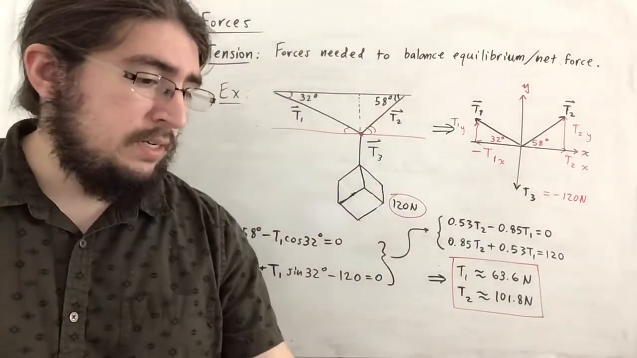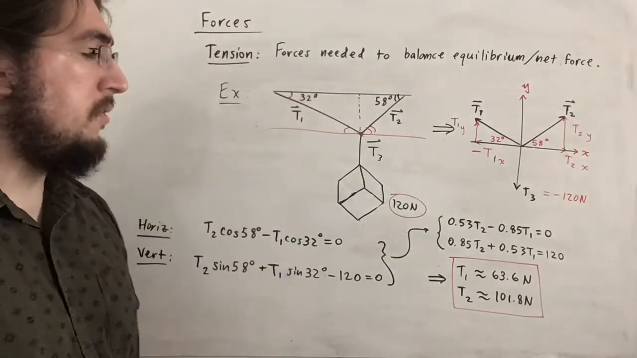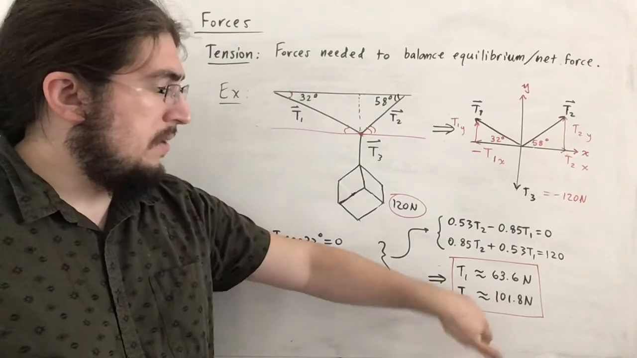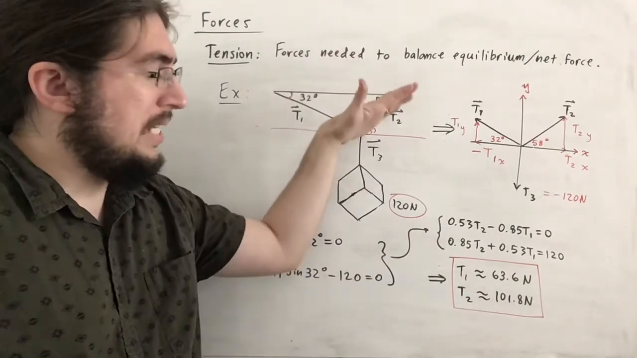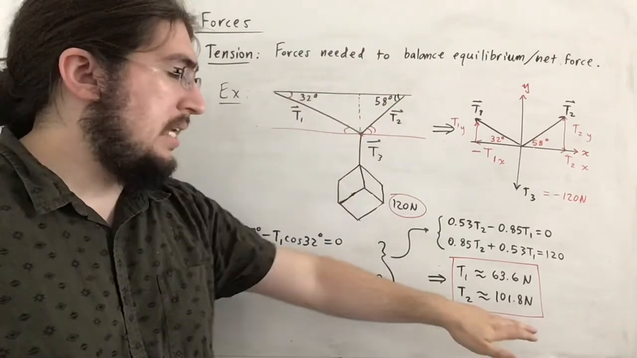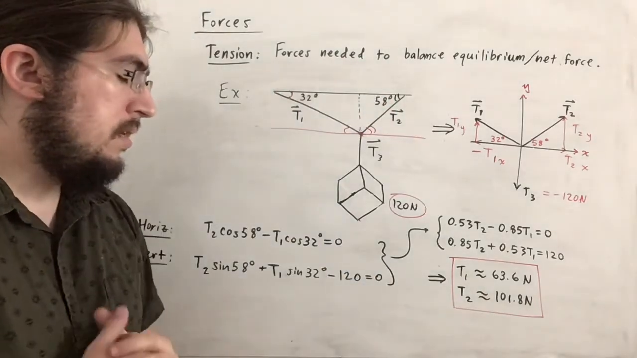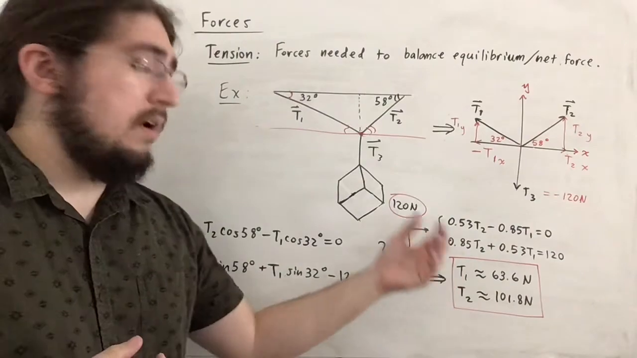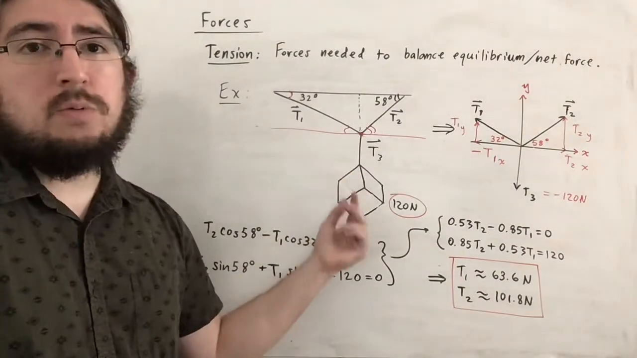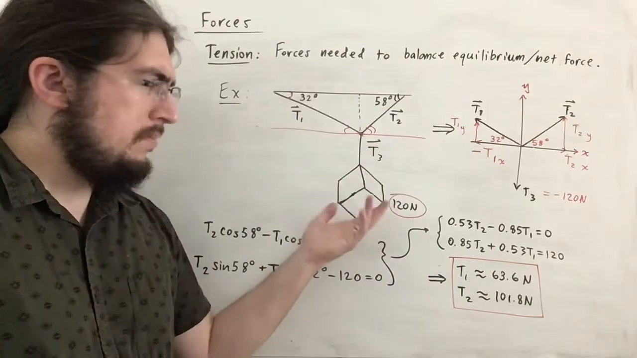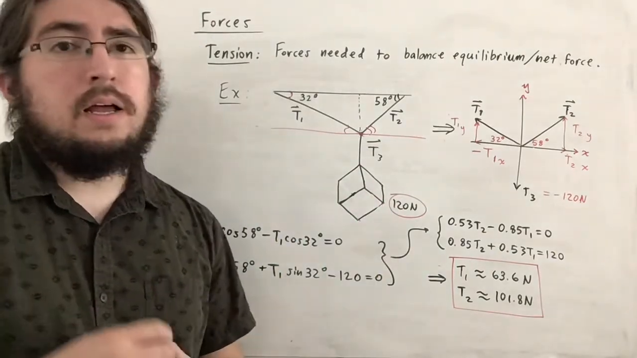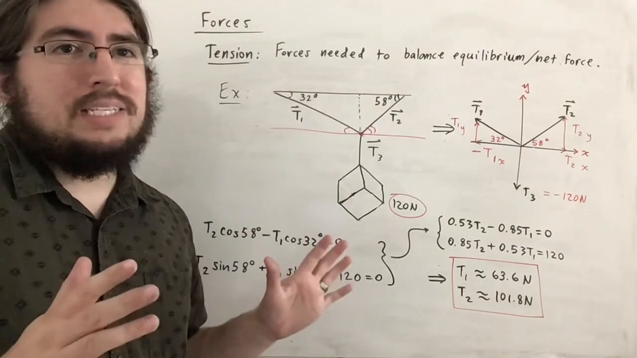The tension on the first rope here, at the angle of 32 degrees, is about 63.6 newtons. And the second tension here, for the rope with the angle of 58 degrees, has a tension force of 101.8 newtons. And the third tension was already given, that's just the weight of the object itself, which is 120 newtons. Awesome. So that's all I wanted to say as far as forces go.